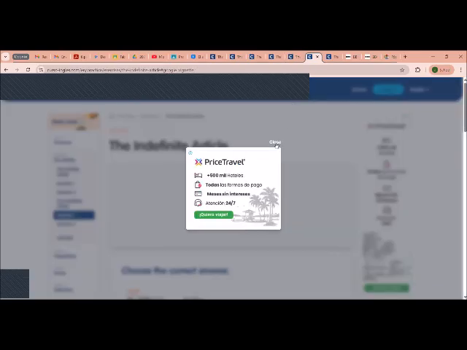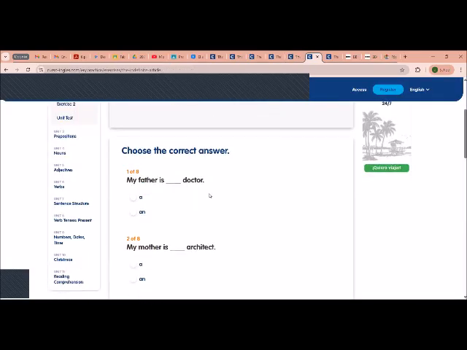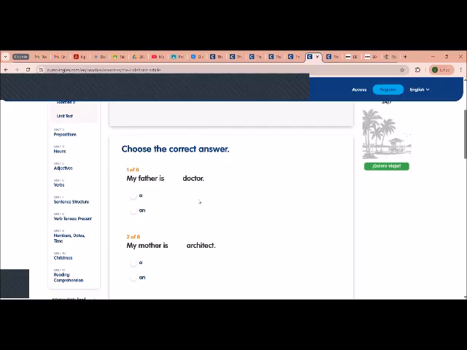All right, now I'm going to continue. And this time, let's start with Lalo. My father is a doctor. Exactly, talking about a particular skill or job.